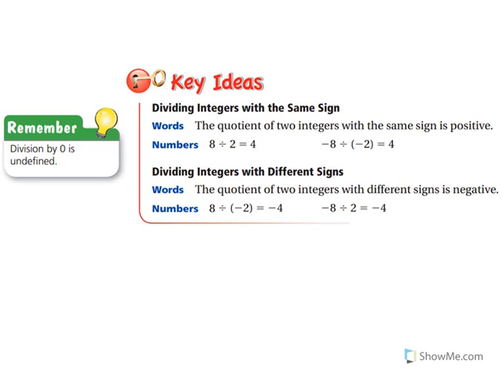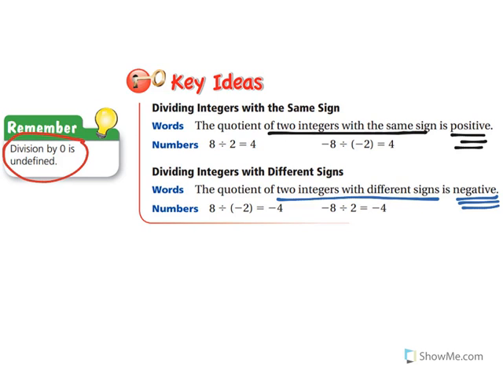So, to begin with, if you're dividing two integers with the same sign, the answer is always going to be positive. Now, if you're dividing two integers with different signs, your answer will always be negative. Now, keep in mind that if you divide by 0, the answer is always going to be undefined.